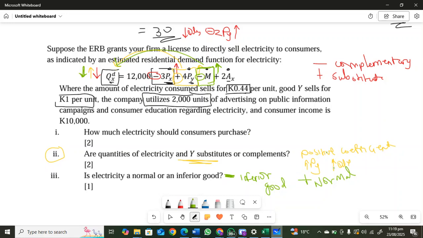So I hope you've remembered. For substitutes and complements, you look at the sign: negative, complementary; positive, substitute. For normal and inferior goods: negative sign, inferior; positive sign, normal good. Then this part here, which says how much electricity should they purchase, you just, as I said, substitute the values into the equation.